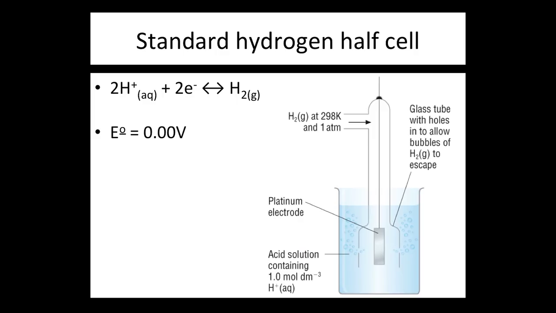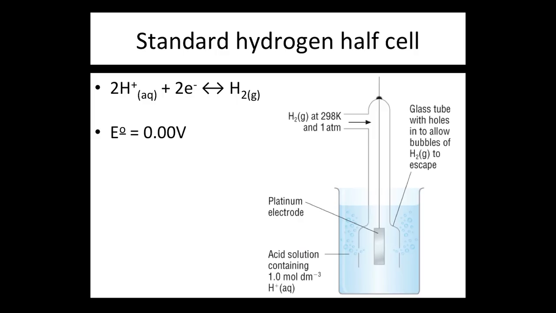In order to measure the electrode potentials of different half cells, we need to make something 0, so we can compare all other electrode potentials to this. So it was decided that the standard electrode potential of the standard hydrogen half cell was 0 volts, and all others are measured compared to this. The standard hydrogen electrode is the internationally agreed reference electrode.